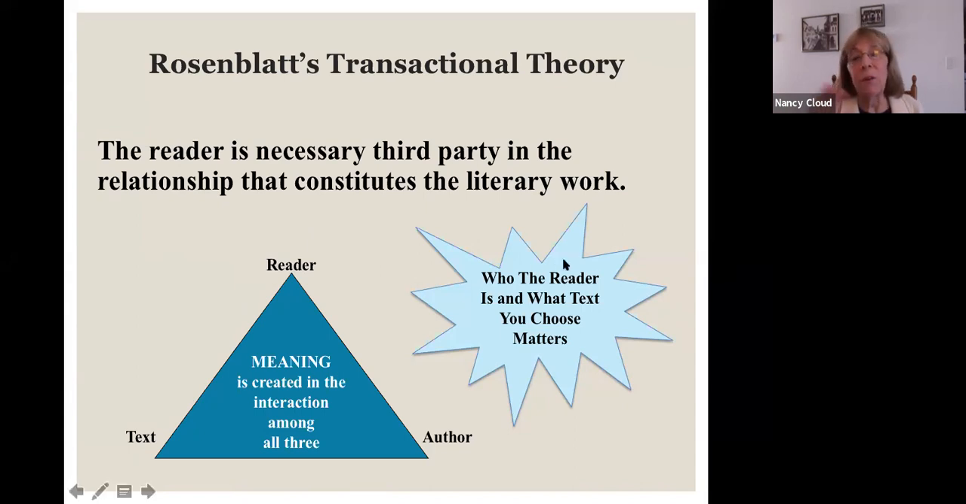And so transactional theorists believe that who the reader is and what text you choose really matters. That if I can make the reader really connect with the text, and if I can find authors who write texts that really connect with the readers, the meaning will come into focus, that all of these will be in harmony. Okay, so I hope I'm explaining that well.